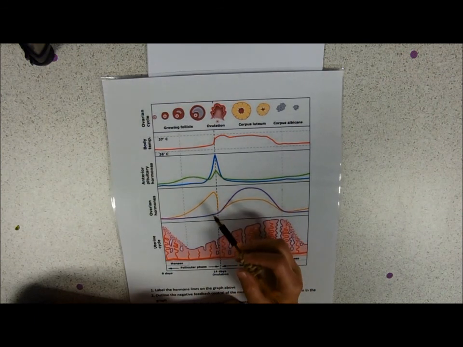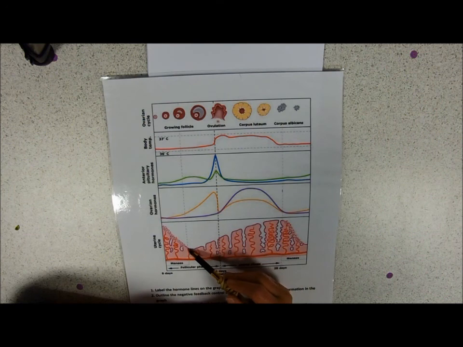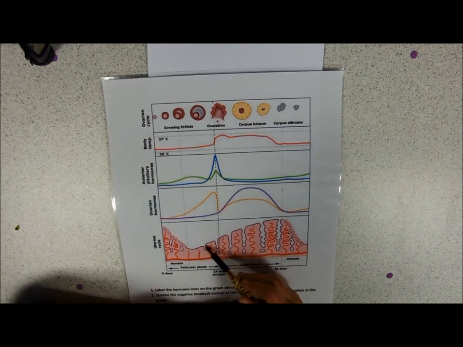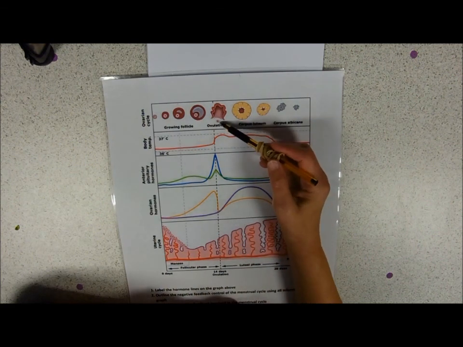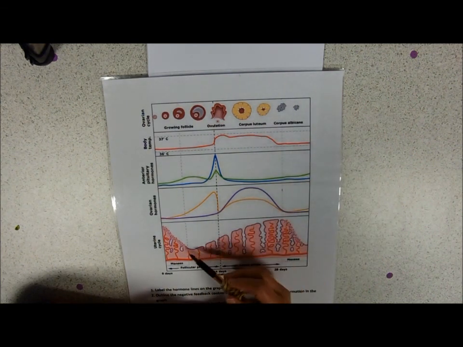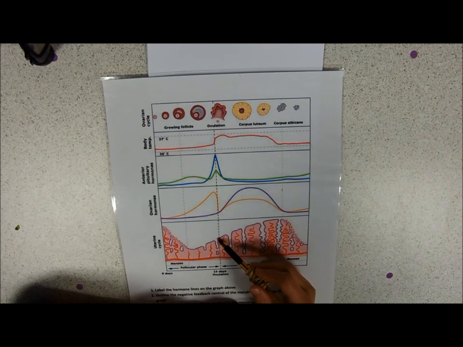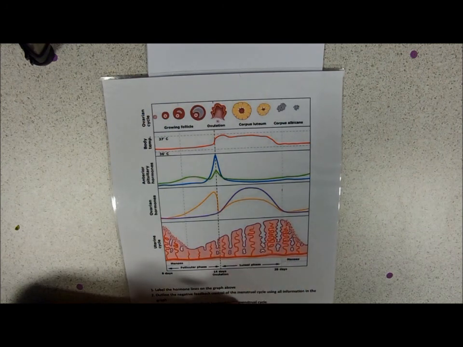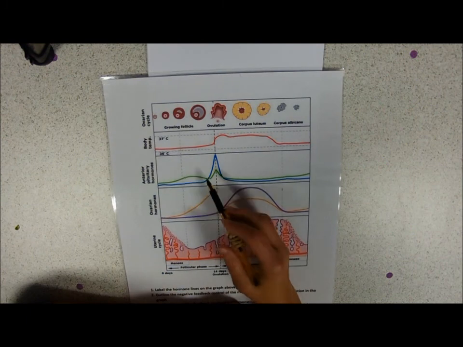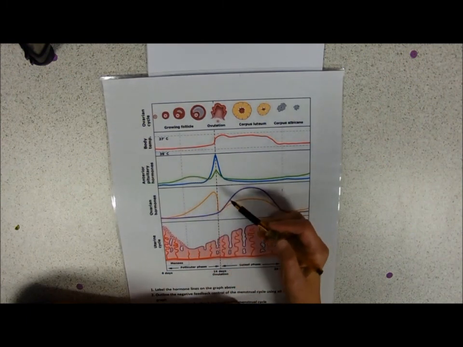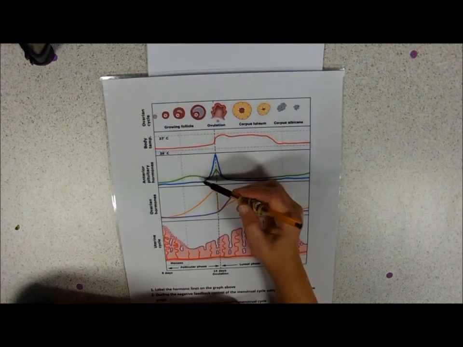And the estrogen is building the lining of the uterus up, ready for an ovulation and a potential pregnancy. It's going to be all lovely for the blastocyst to implant into. So estrogen builds up, inhibits FSH, so the FSH levels dip in this stage.